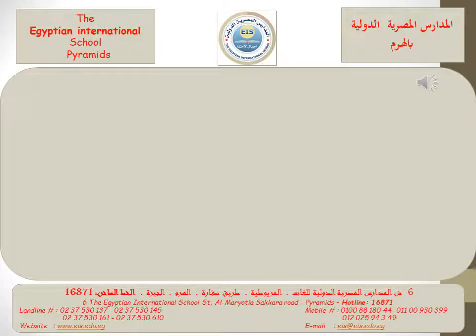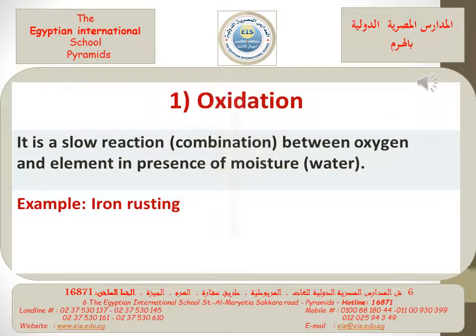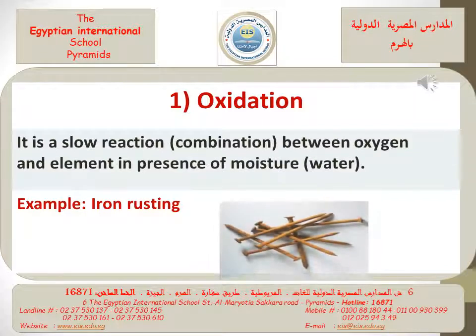What is oxidation? Oxidation is a slow reaction or combination between oxygen and element in the presence of moisture or water. يعني هي تفاعل reaction but slow يعني بيتم ببطء between oxygen and element in the presence of في وجود water مية أو وجود أي حاجة تكون moisture رطبة. For example, the iron rusting صدأ الحديد.